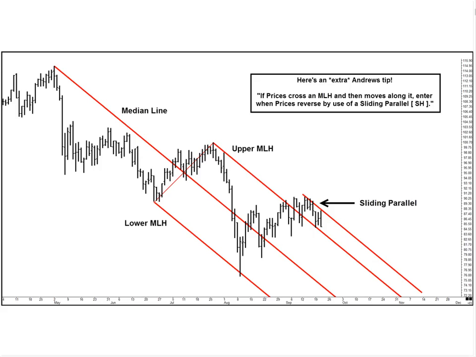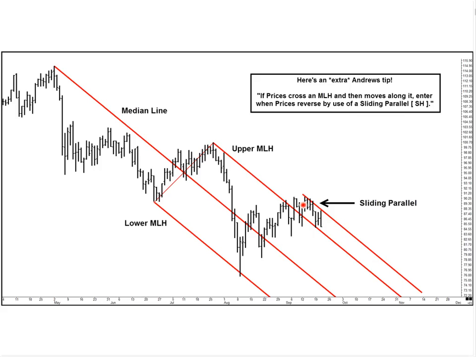Okay? So price made the lower parallel. You can see it accelerated through, came back to retest, came up to the upper parallel, pulled back a bit, stayed within the uptrend, broke out of the upper parallel. Now we're crawling along it. What's a trader to do? Sure, you could draw a new median line, but we'll give you another tool as well. If price crosses the median line parallel and then moves along it as it is doing here, enter when price is reversed by the use of a sliding parallel.